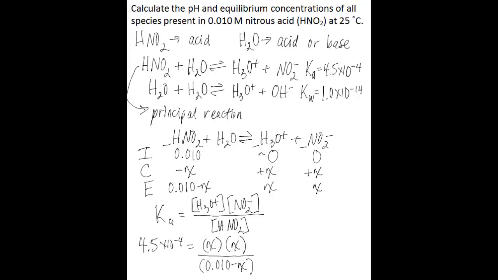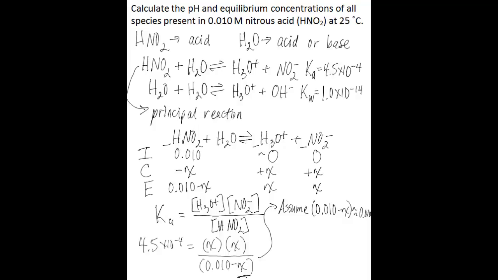And remember that it's a good idea to try to get rid of the X on the bottom in the denominator here, because it can make solving this equation for X a lot easier. So if we can do that, it's a good thing. So what we're going to do to try to do that is make an assumption. We're going to assume that 0.010 minus X is pretty much equal to 0.010.